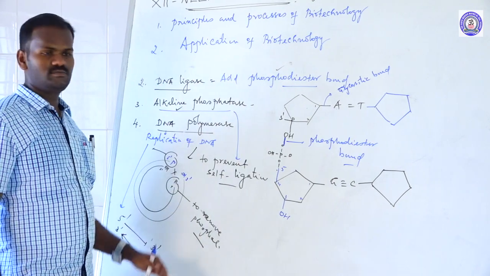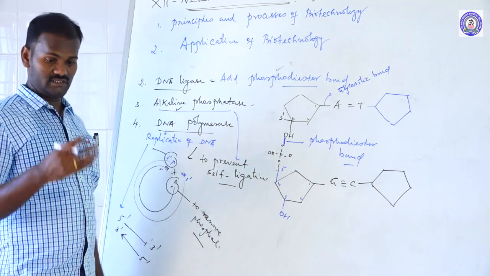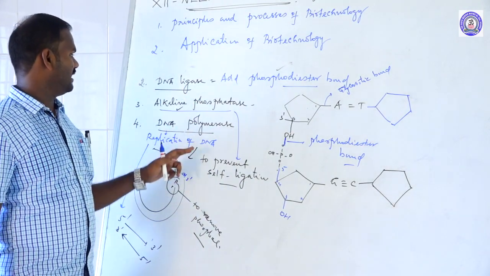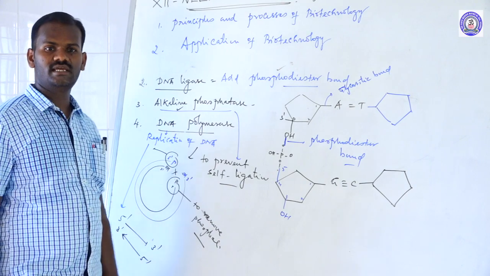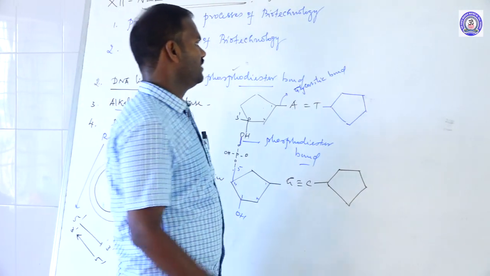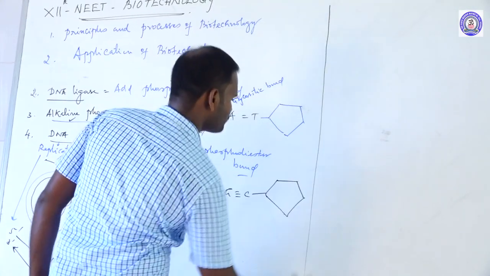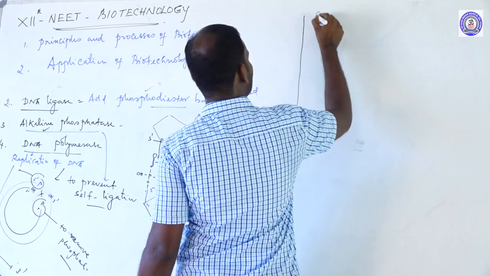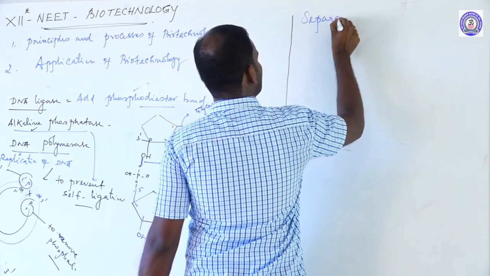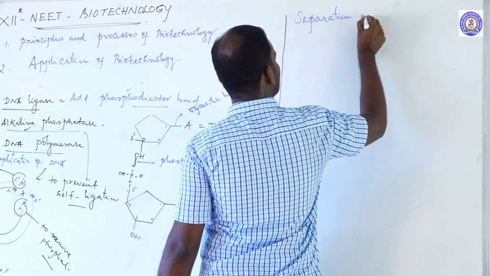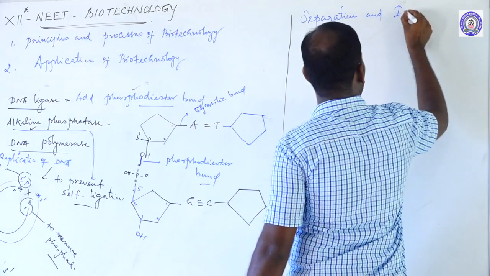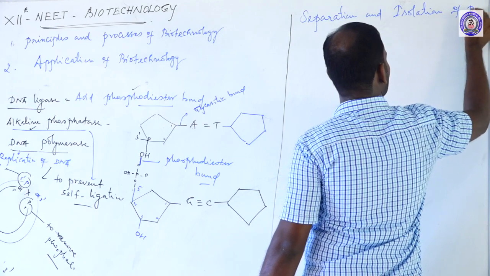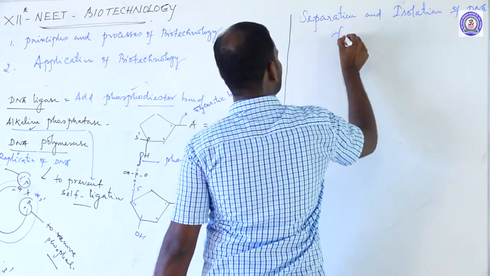So generally four enzymes are involved. The major enzyme is restriction endonuclease. Another one is DNA ligase. The third one is alkaline phosphatase. The fourth one is DNA polymerase. In the next video, we are going to discuss the separation and isolation of DNA fragments.